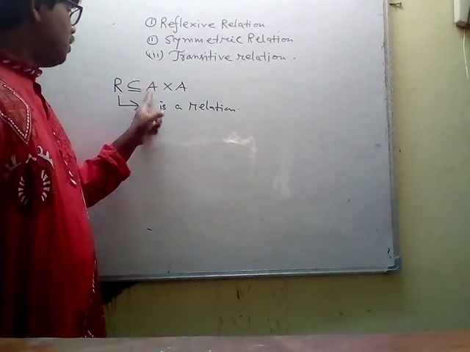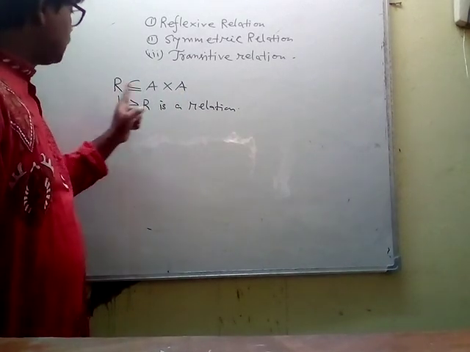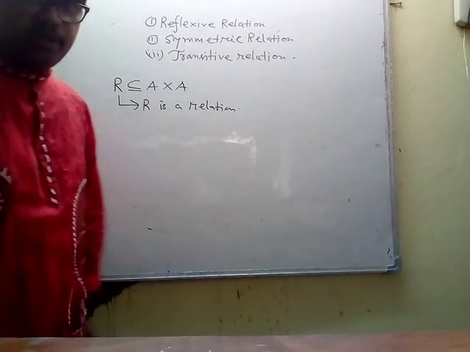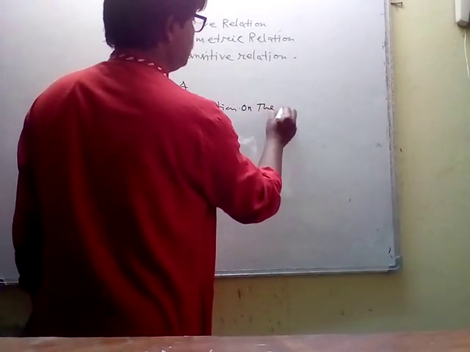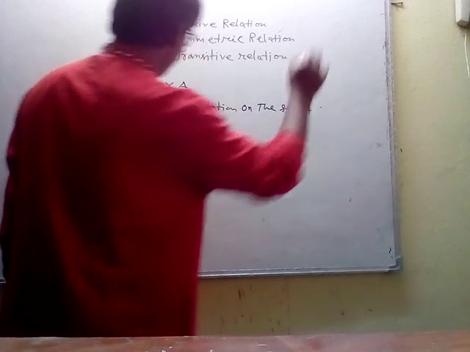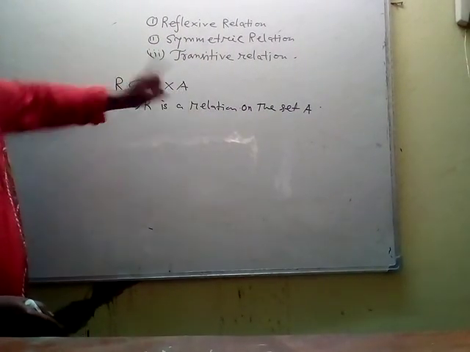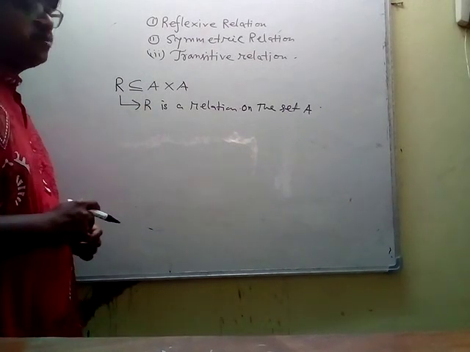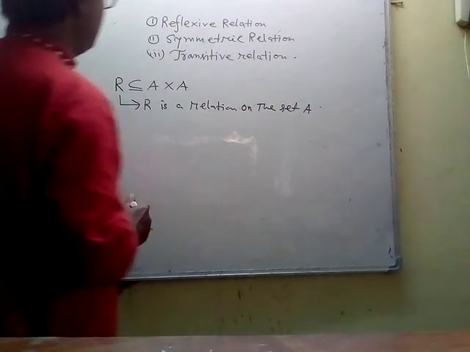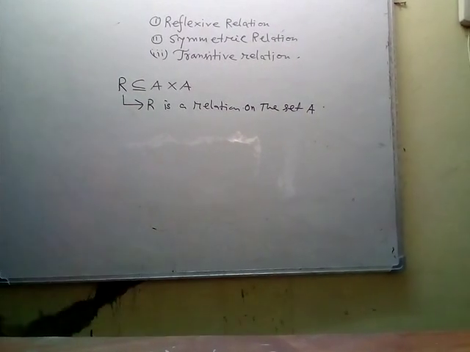R is a relation from A to A, but we do not say that. We say R is a relation on the set A. In this case, the domain and codomain both are the same. Then we say R is a relation on the set A.